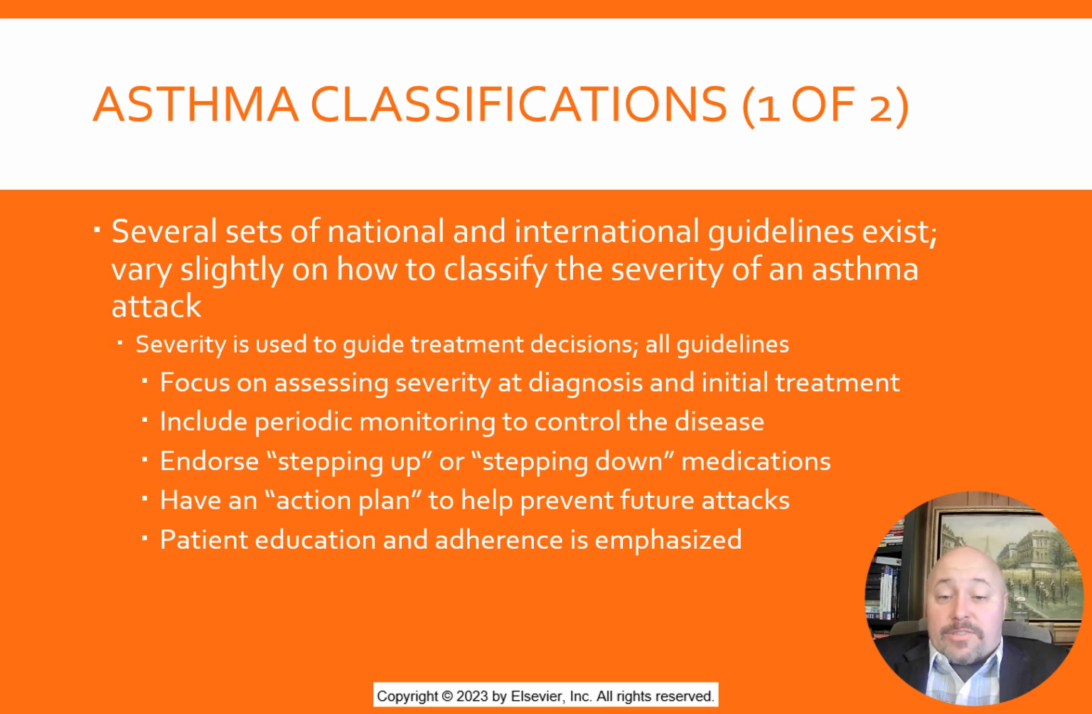For asthma classifications, there are several sets of national and international guidelines that vary slightly on how to classify the severity of an asthma attack. The severity is used to guide treatment decisions, as these guidelines focus on assessing severity at diagnosis and initial treatment, include periodic monitoring to control the disease, endorse stepping up or stepping down medications, have an action plan to help prevent future attacks, and include patient education and adherence.